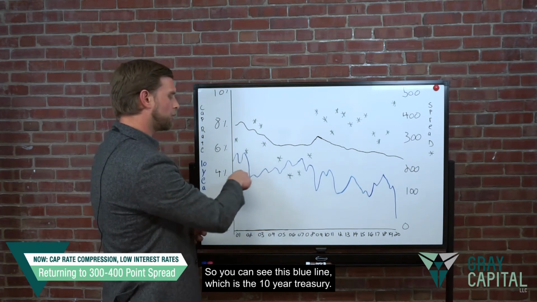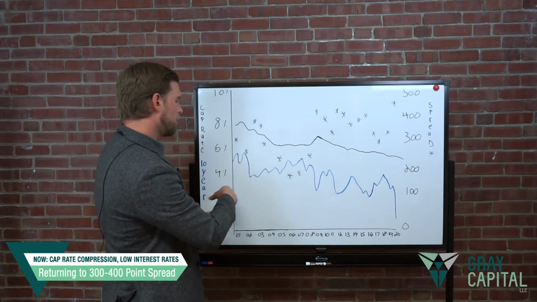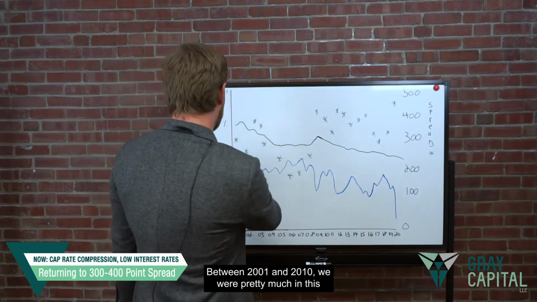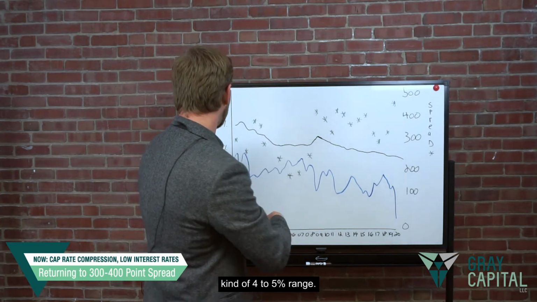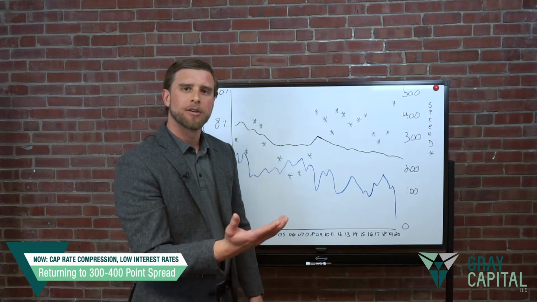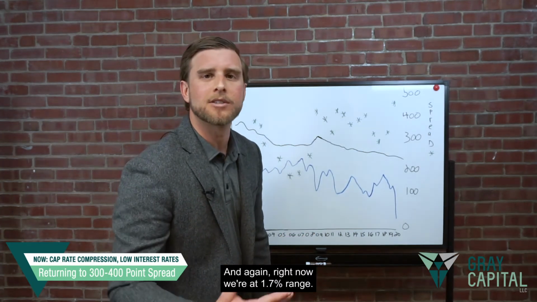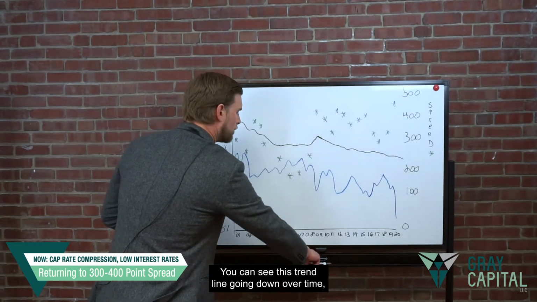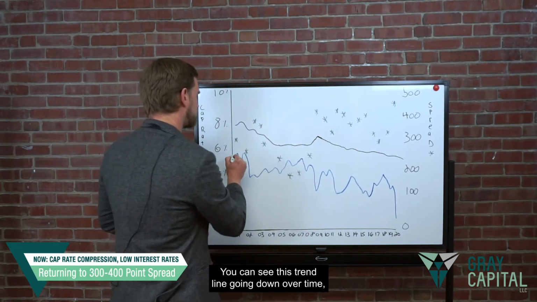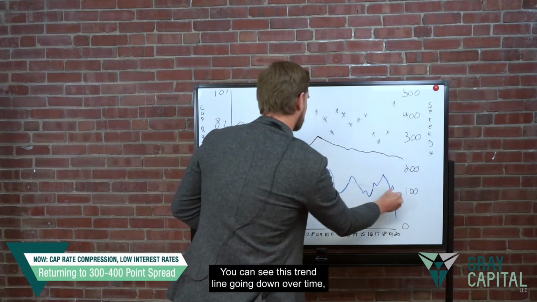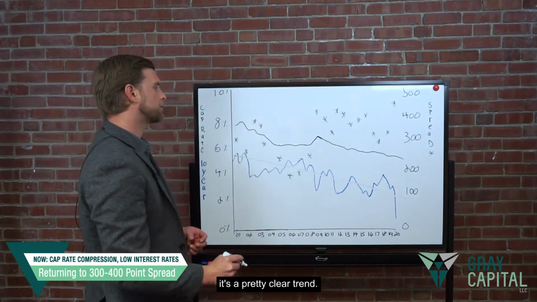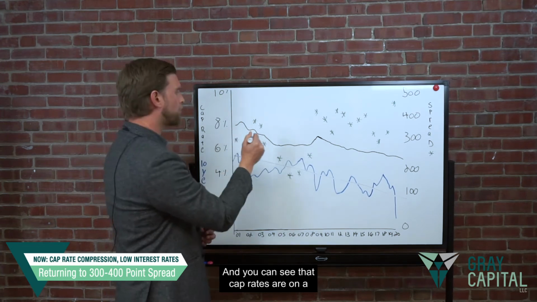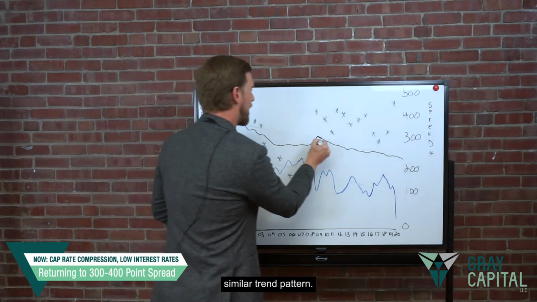So you can see this blue line, which is the 10-year treasury. Between 2001 and 2010, we were pretty much in this 4 to 5% range. And again, right now we're at 1.7%. So we're still incredibly low historically. You can see this trend line going down over time. It's a pretty clear trend. And you can see that cap rates are in a similar trend pattern.